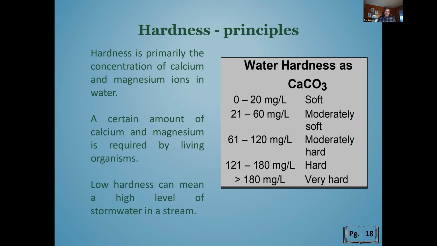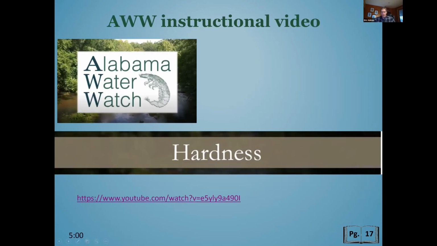One thing you may find is that low hardness can indicate a high level of stormwater. So essentially it's diluting the calcium and magnesium. All right, so now we're going to watch a video demonstrating how to measure hardness.